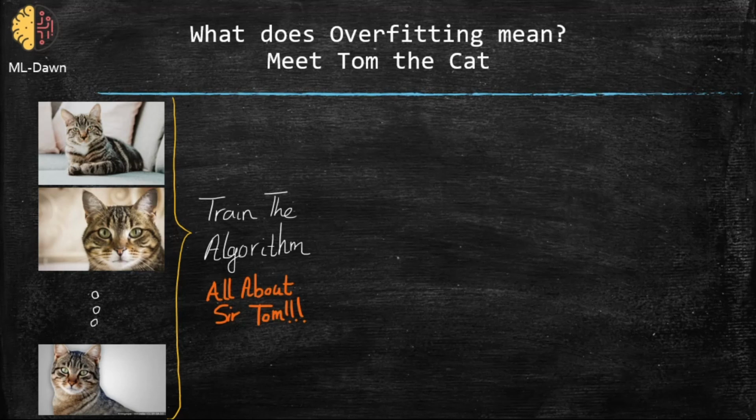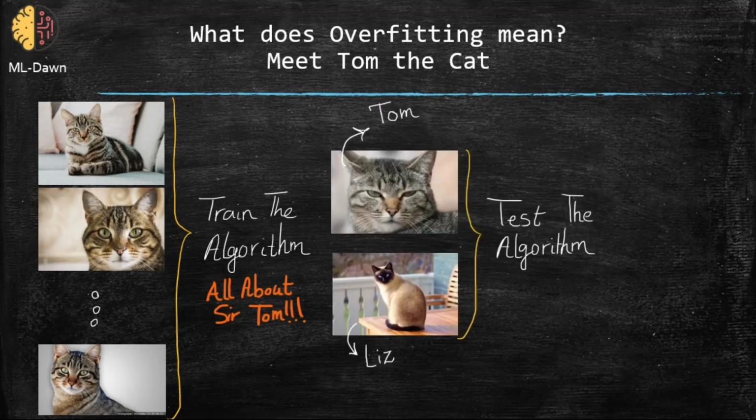Now, let's say we have finished training our model. Now we want to test it. During testing, we have one image of Tom that the machine hasn't seen before, and one other image of some other cat called Liz. And we want to test our algorithm. Has our machine learning algorithm learned the concept of cat? What do you think will happen? It will recognize Tom as a cat, but it will recognize Liz as not a cat. Yeah?